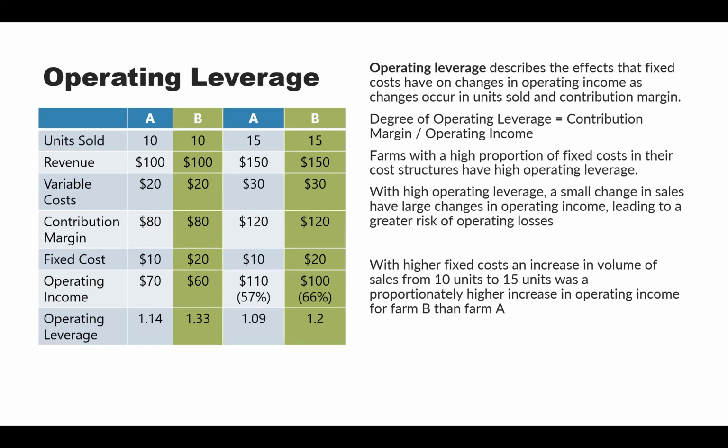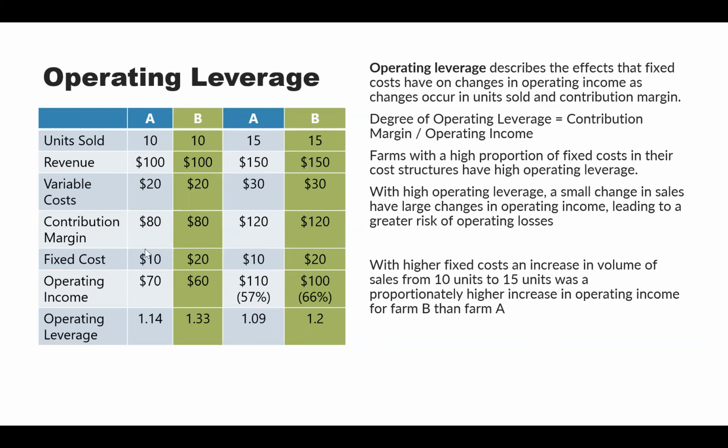So operating leverage isn't the same at every point, but you can see with farm A and farm B, they sell the same number of units, so they earn the same revenue. They have the same variable cost structure, so their variable costs are the same. So their contribution margin is the same, but they have very different fixed cost structures.